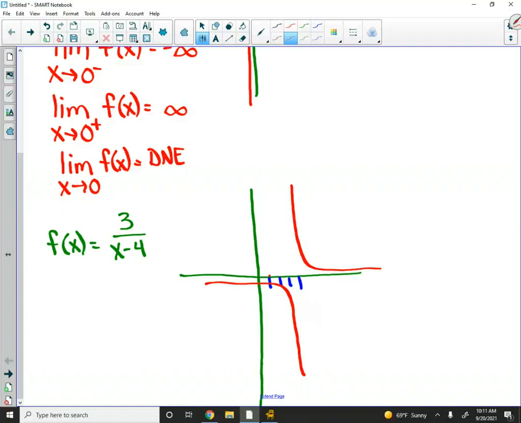Okay, now we're going to find the limits that go with that. So the limit as x approaches 4 from the left of f of x. So now on that red line, as we approach 4 from the left, what is the most accurate way to answer that? I like negative infinity better.